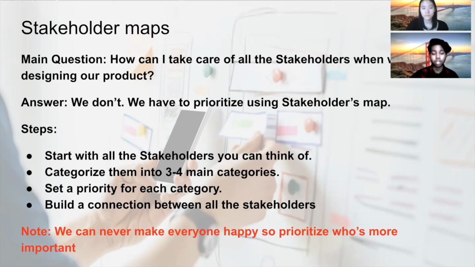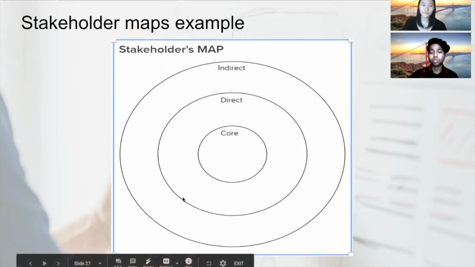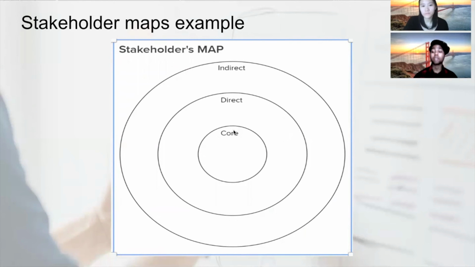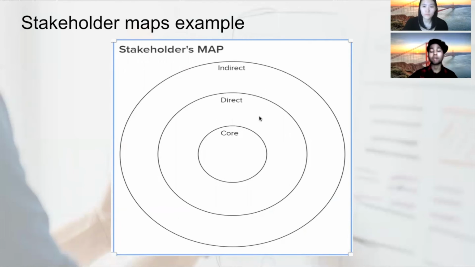And here's the important note that you should remember: we can never make everyone happy. So we always start with the stakeholders map to prioritize who's more important. Here's a simple example of a stakeholders map that I used over the summer. We start with core. That's where the most important people are, those who will benefit the most from our design. Then we have direct, and then indirect, and you'll learn more about what each of them is, and I will go over it.